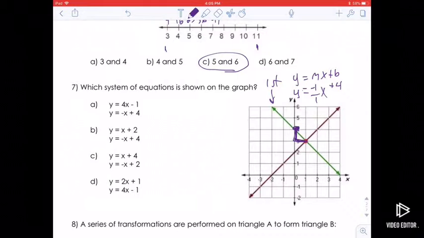Look at my answer choices. Negative x plus 4, that one checks out. Choice C and choice D do not have those answer choices.